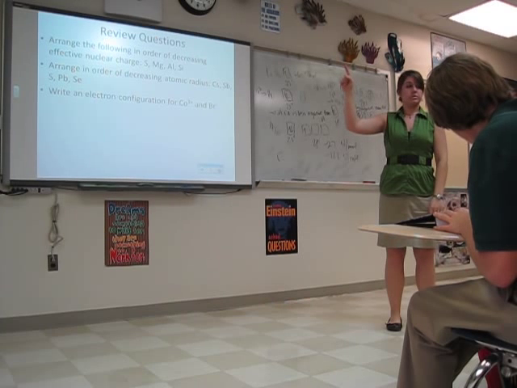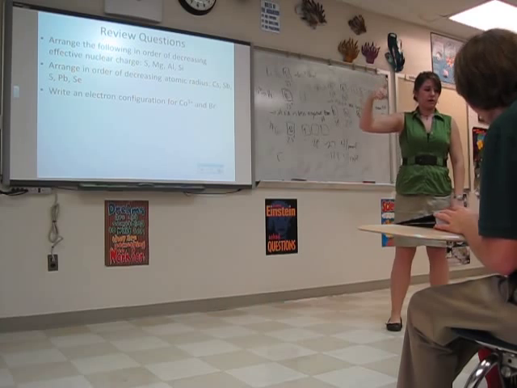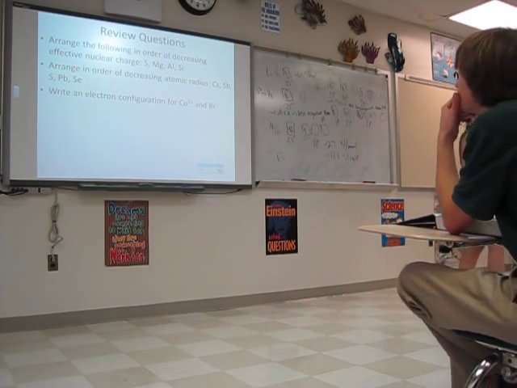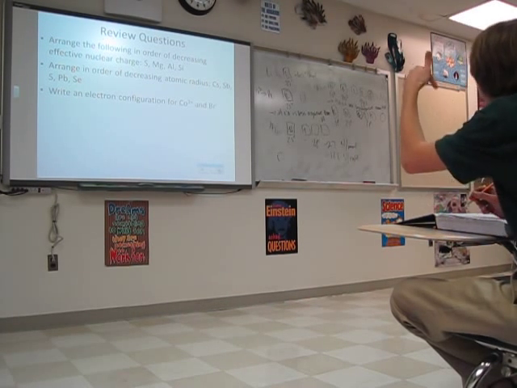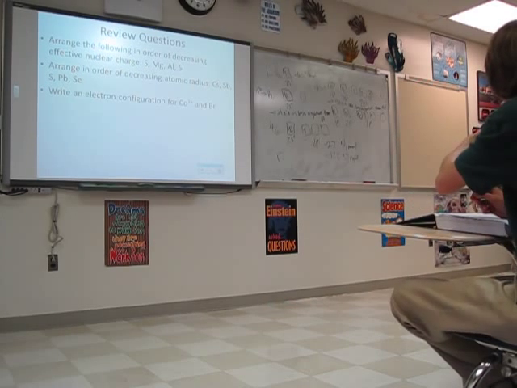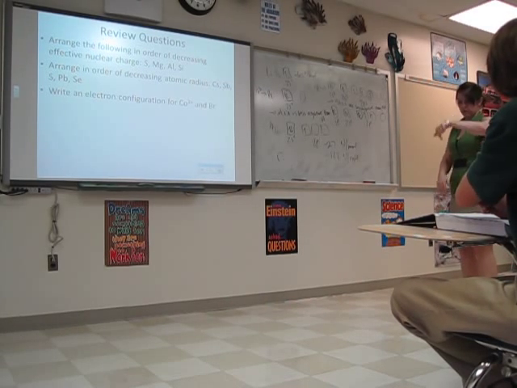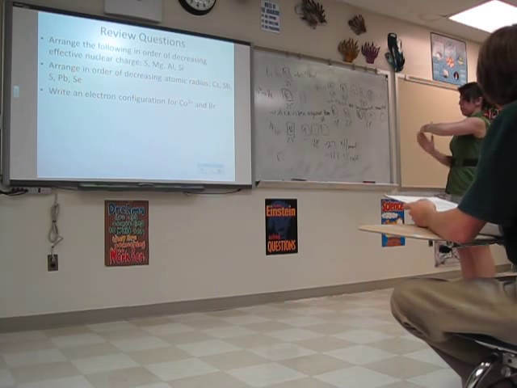Atomic radius decreases, right? Not electron configuration. So decreases, right, and up, right. It's bigger going down. So when it says decreasing, it means bigger first. Bigger, smaller. Bigger, smaller. He was doing smaller, smaller, which is also true.